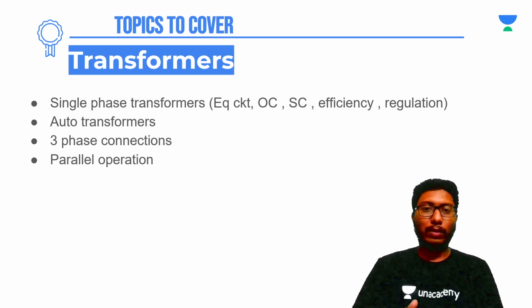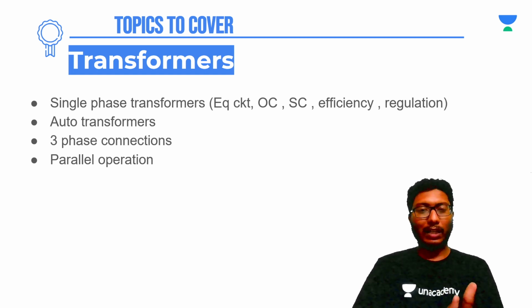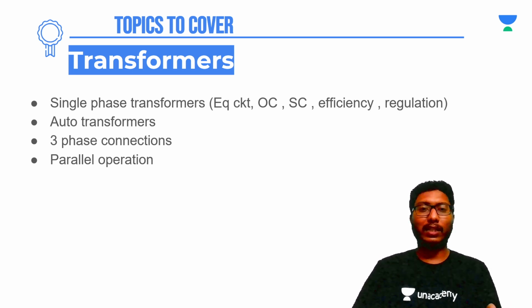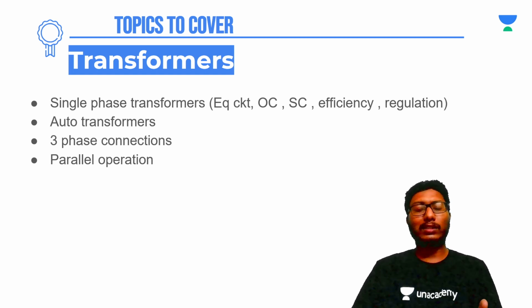In transformers, the things given in the syllabus are single phase transformers, where the syllabus mentions the equivalent circuit of single phase transformers, open circuit tests, short circuit tests, efficiency and regulation. And then we have auto transformers, and then three-phase connections. That is, we have many different three-phase connections: open delta, Scott connection, Y delta, delta Y, and delta delta connection. And then we have parallel operation of transformers.